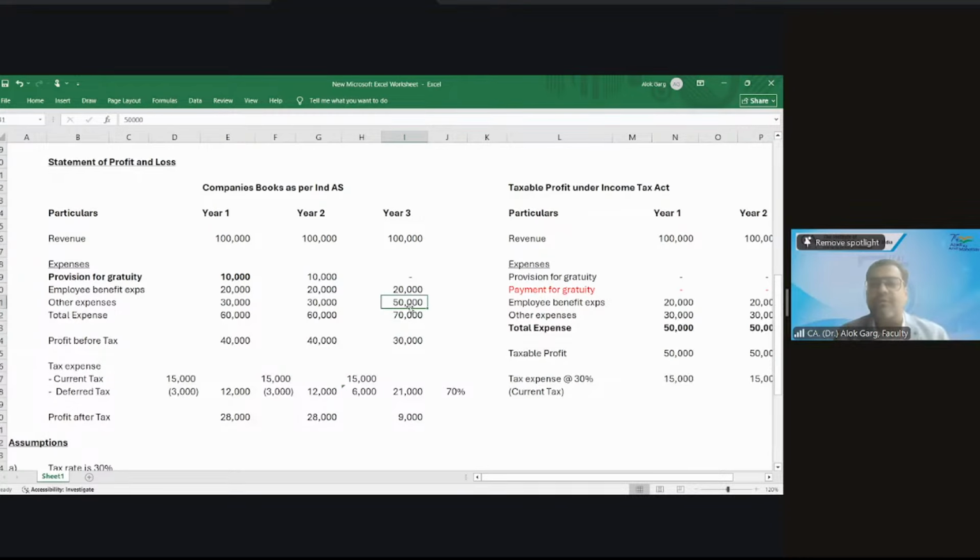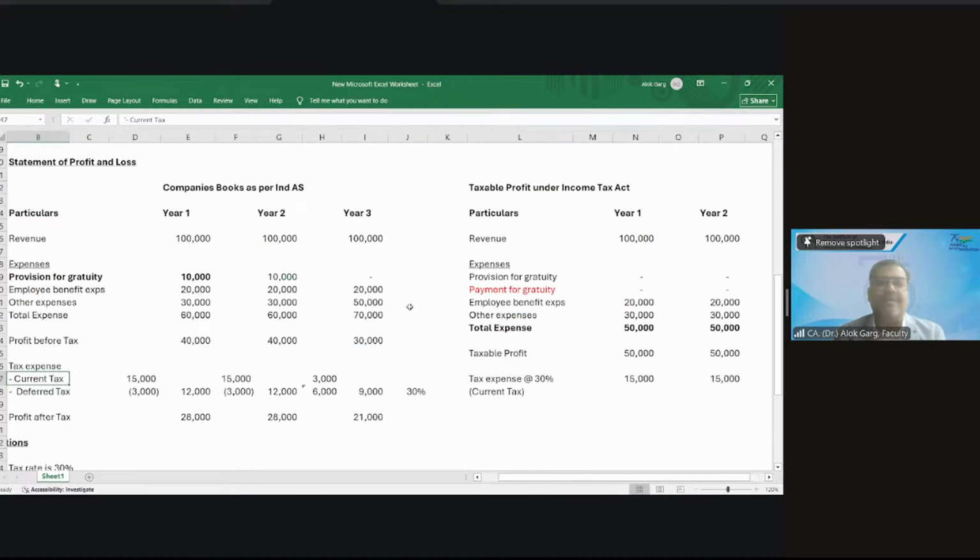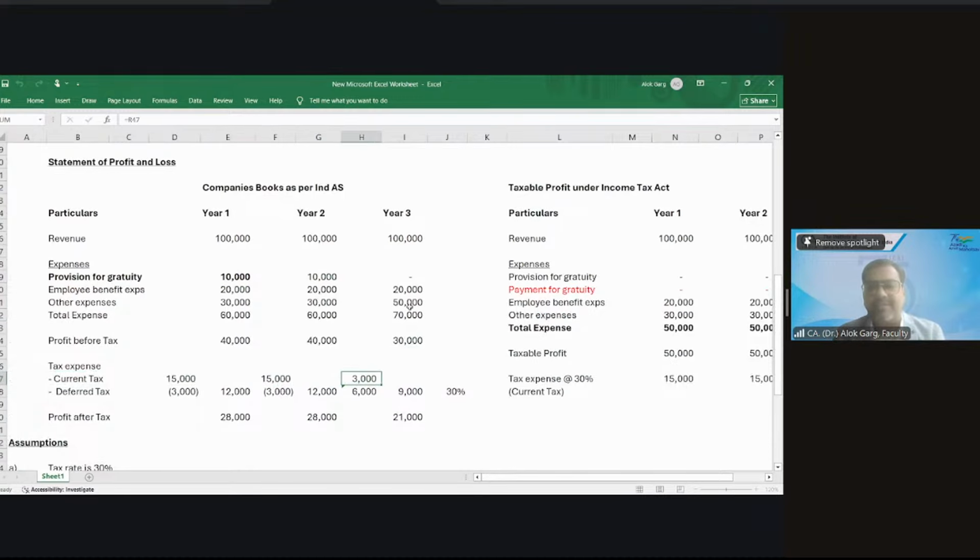So if my other expense is 50,000, what is my taxable profit? My taxable profit is 3,000 only, right? So my current tax is 3,000. My deferred tax expense is 6,000. My total tax expense is 9,000. And let's check the ETR, effective tax rate. So it is coming at 30% only. 9,000 divided by 30,000. Mathematics.